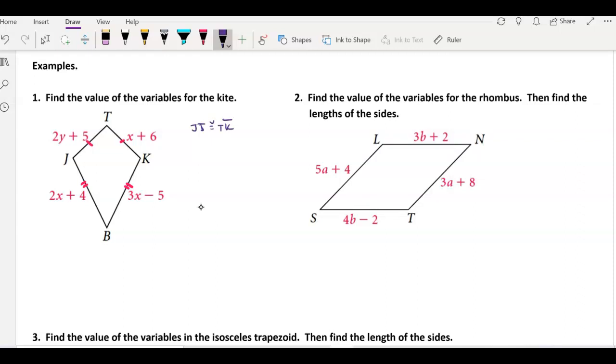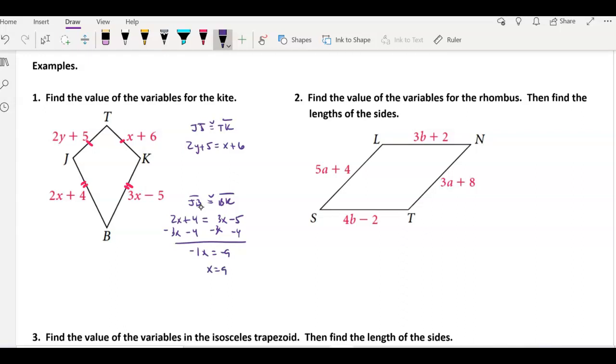So to find X, what I'm going to do is basically set those equal to each other. But if I look, I have an X and a Y. So I also know that JB is congruent to BK. So when I set these measures equal to each other, now I can go ahead and solve for X. So I subtract 3X, subtract 4, negative 1X equals negative 9, so X equals 9.